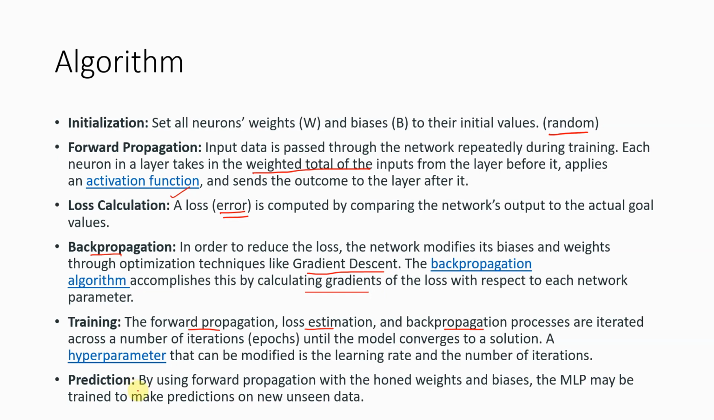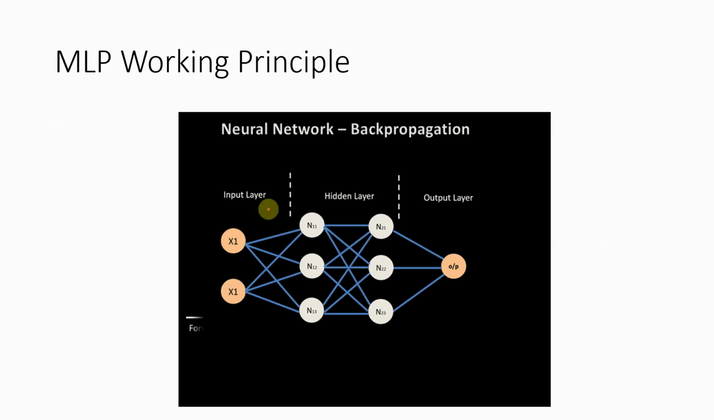And the last phase is the prediction phase. By using the forward propagation, we have the trained weights and the biases. So now the unknown inputs will be given, and based on that, the prediction will happen in the testing phase. This animation helps you to understand how the MLP is working.